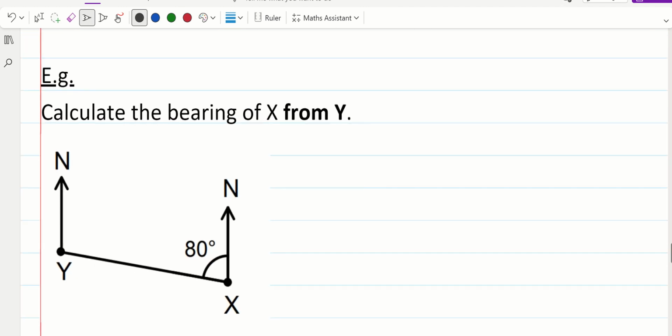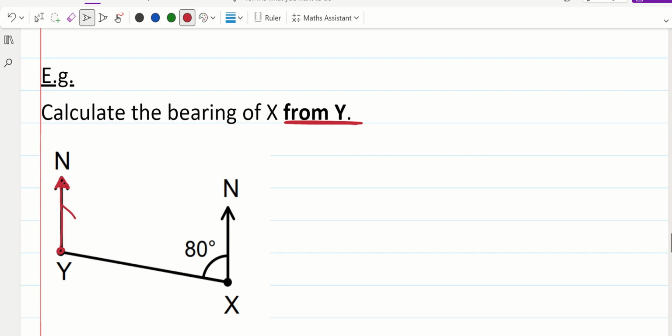This one says calculate, so it's going to be a little bit difficult, or not difficult really, it's just you'll have to do some calculations. So the bearing of X from Y, so that's my starting point, from Y. I draw the north line. It's nice that it's drawn for you, and I'm moving clockwise, so that's the angle I'm trying to find here.